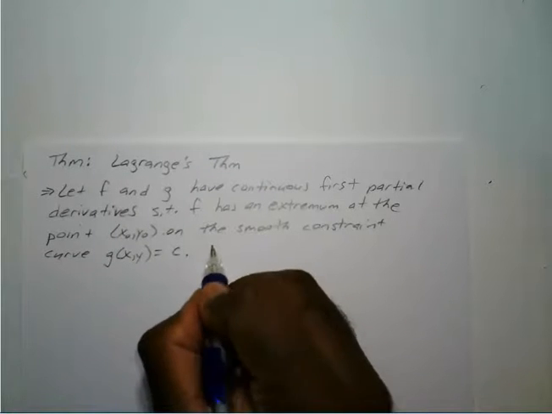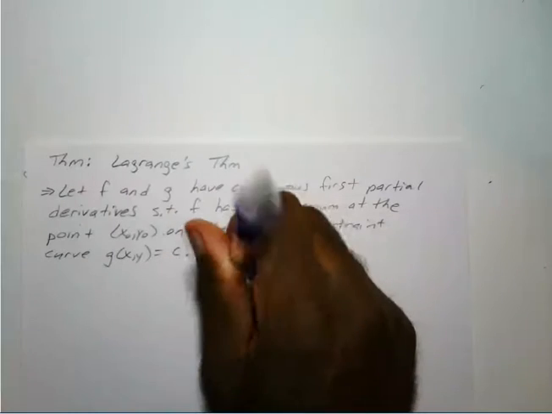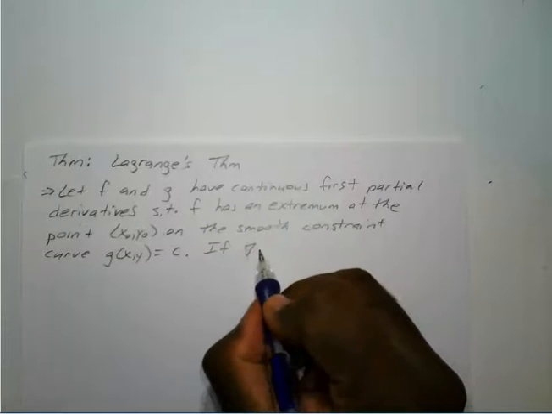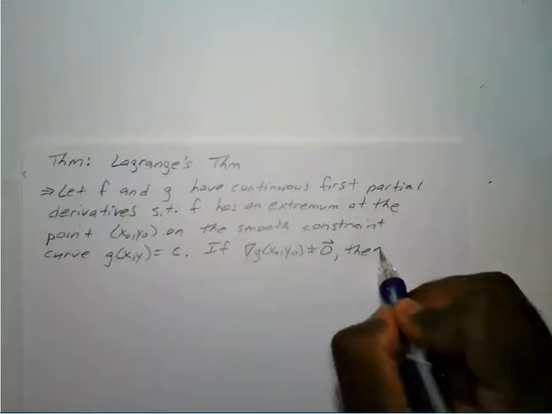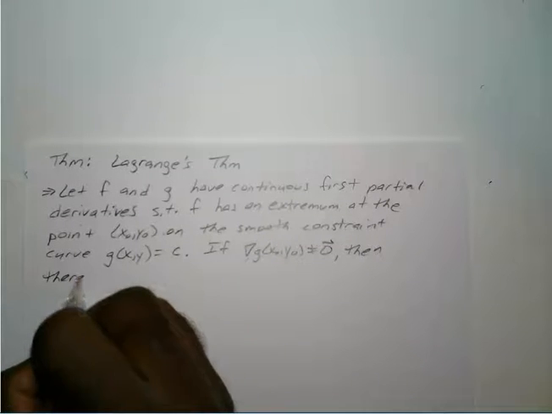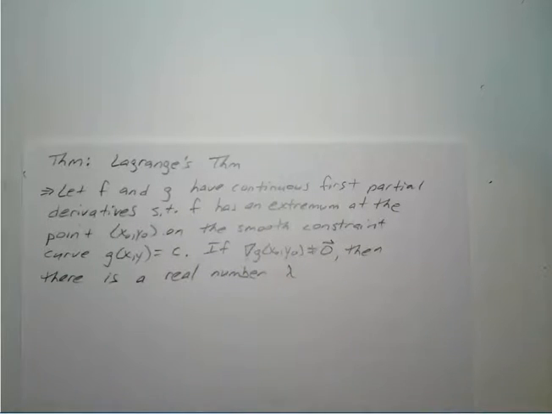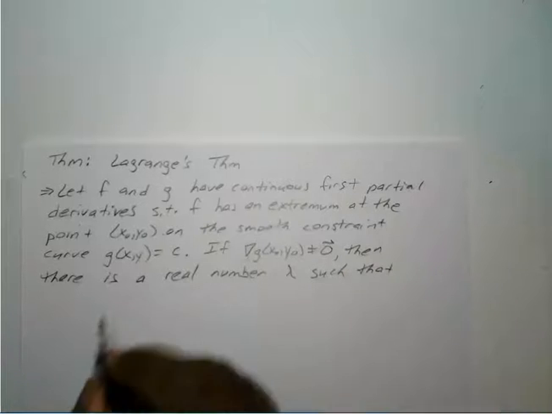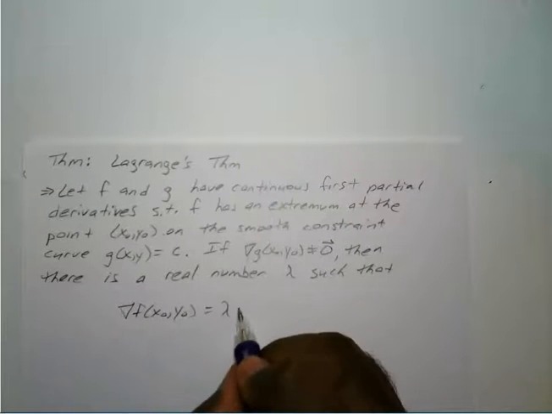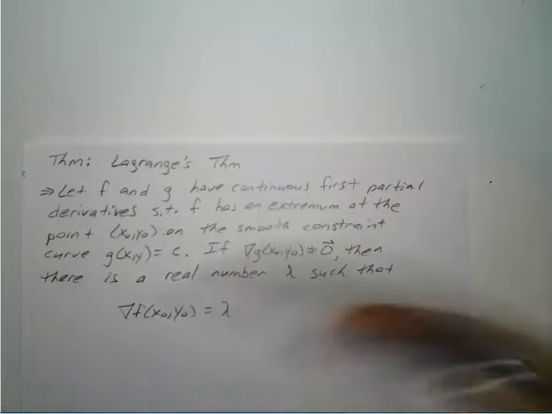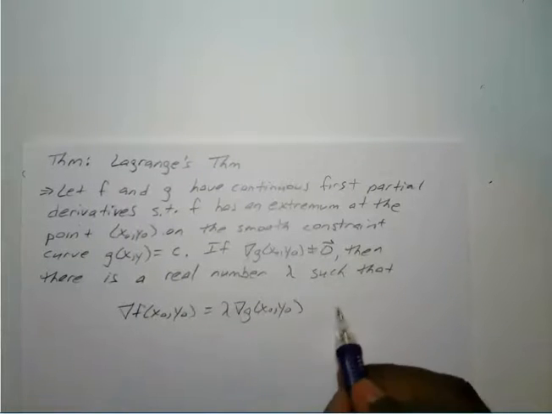Okay. Now, as long as we know that the gradient of g at x0, y0 does not equal the zero vector, then there's a real number that we will call lambda, such that the gradient of f at x0, y0 is equal to lambda times the gradient of g at x0, y0. Okay.